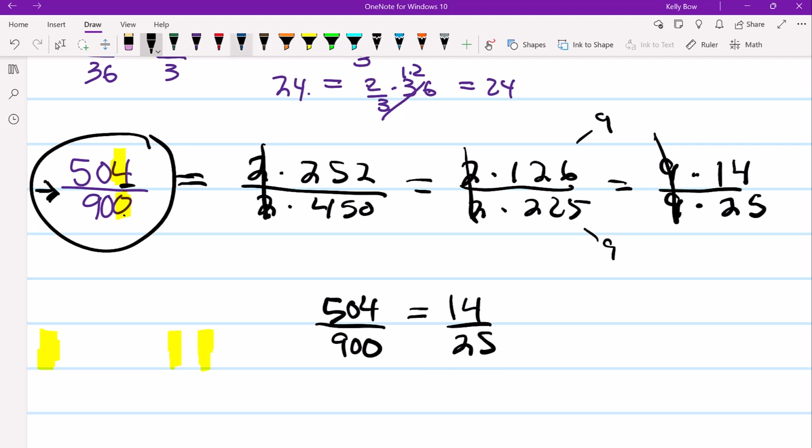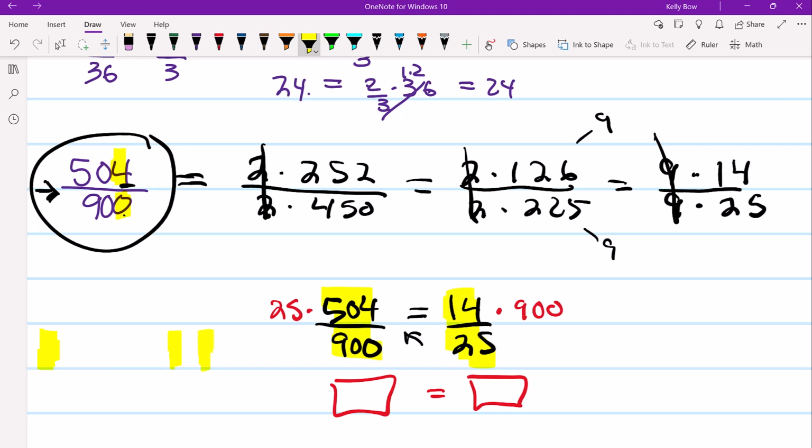And then to get kids in the habit of checking, multiply. They can use a calculator, 25 times 504, and then 14 times 900. And both of those answers should be the same. That's how you know that this number is proportional to this number. It's the simplified version. Anyway, I hope that helps.